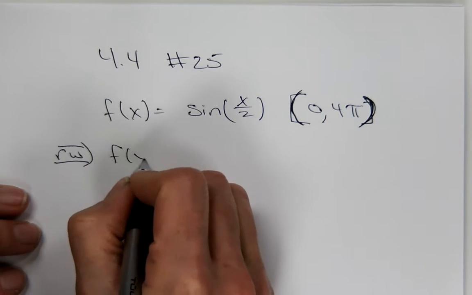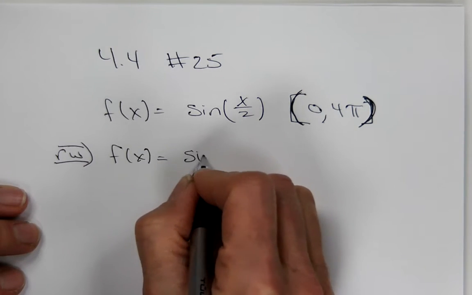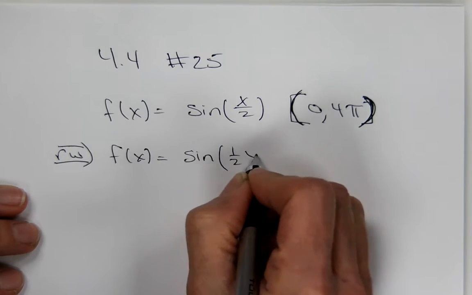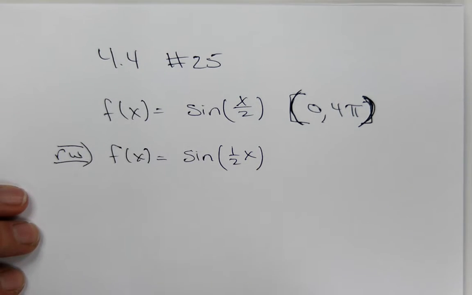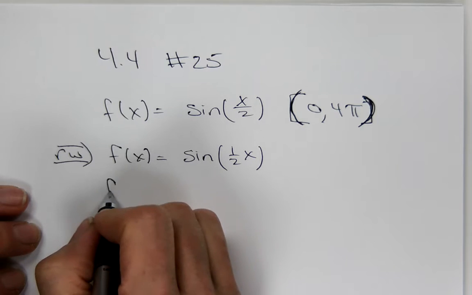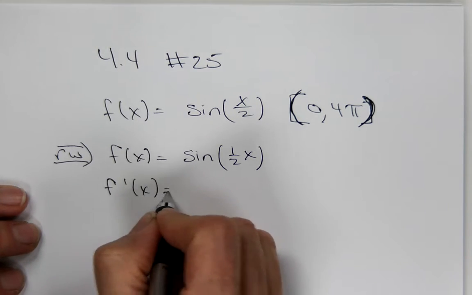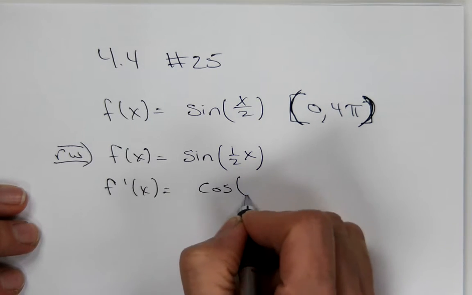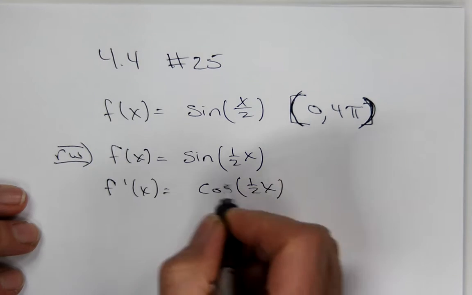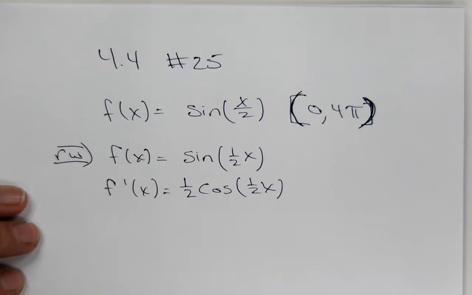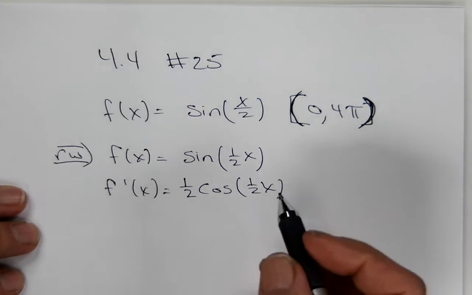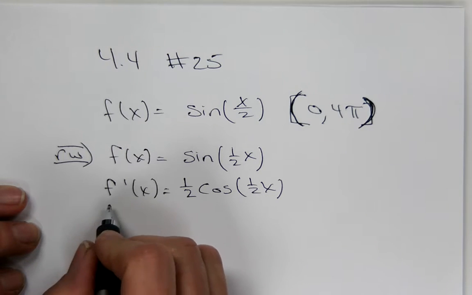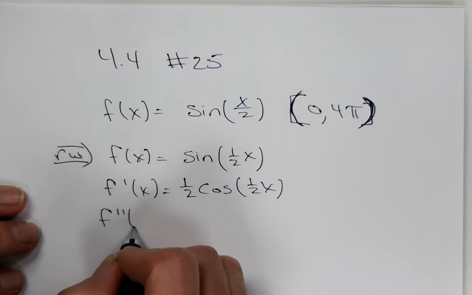So I need to rewrite f of x. And f of x is equal to sine of 1/2 x. And then find the derivative. So f prime of x is cosine, angle stays the same at 1/2 x, times the derivative of the angle, which is 1/2. And then we're going to find the second derivative. So now f double prime of x.